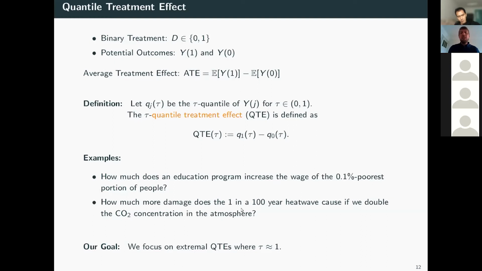For example, in this 1 in 100-year heat wave, often we might only have 20 or 50 years of data, but we're trying to estimate a quantile that goes beyond the range of the data. So this is clearly a question that is related to extreme value theory and cannot be tackled with just classical empirical estimation of these quantiles. So we will focus here on quantile treatment effects where the quantile level tau is very close to 1, meaning that we are interested in very extreme observations.